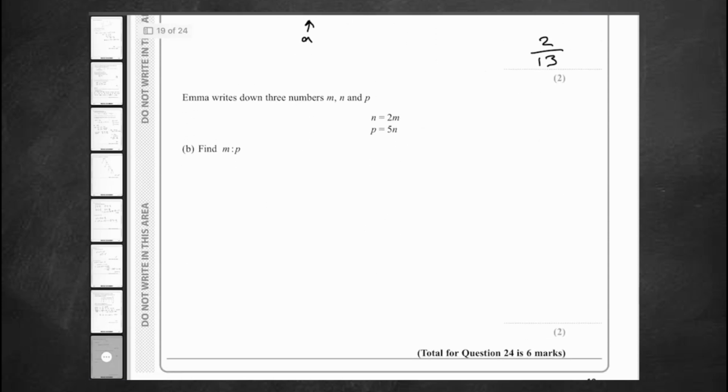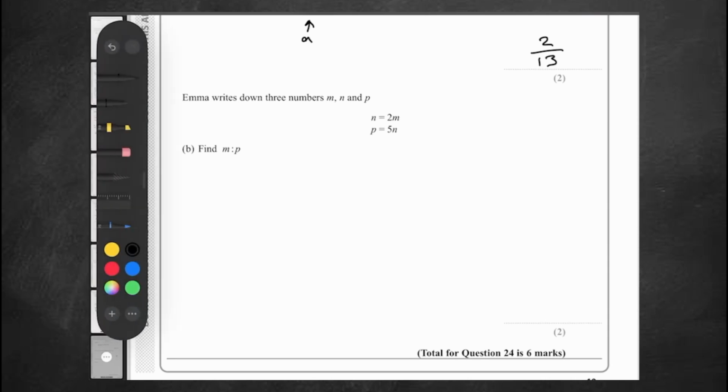Part B. Emma writes down three numbers, M, N, and P. N is 2M and P is 5N. Find the ratio of M to P. So we have N equals 2M, which would mean that they have the ratio of N to M as the ratio of 2 to 1.